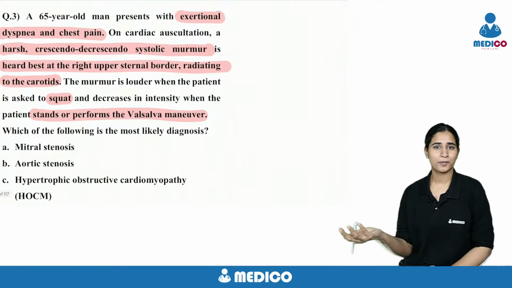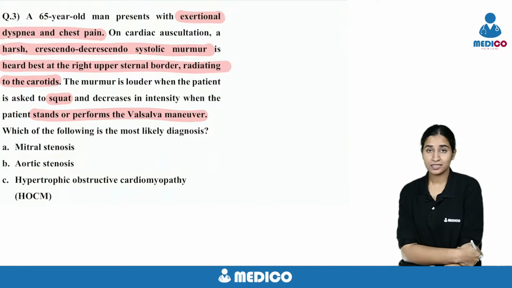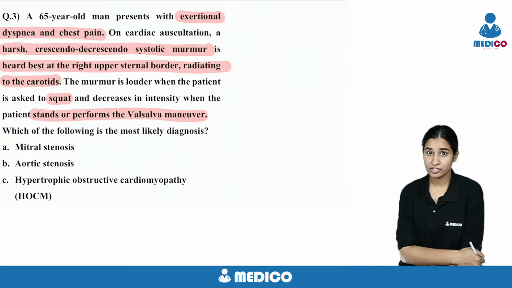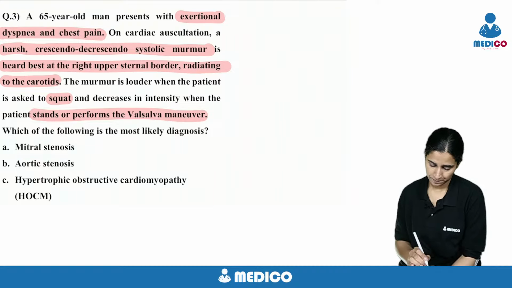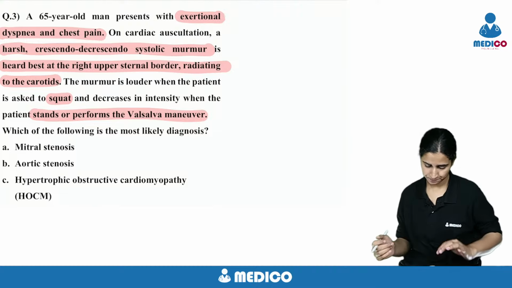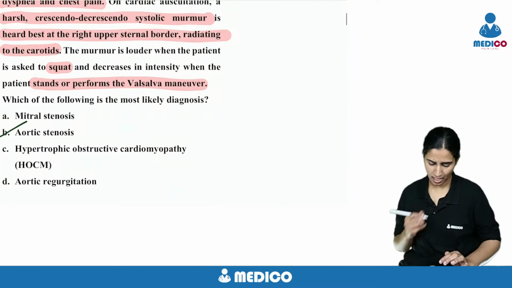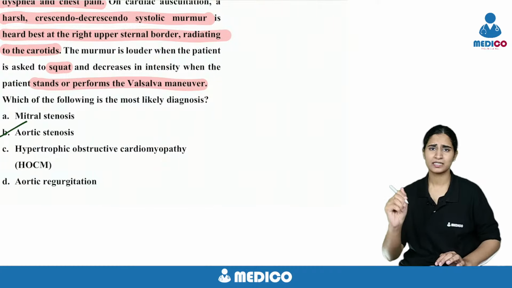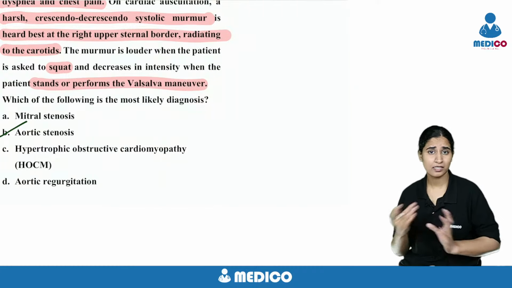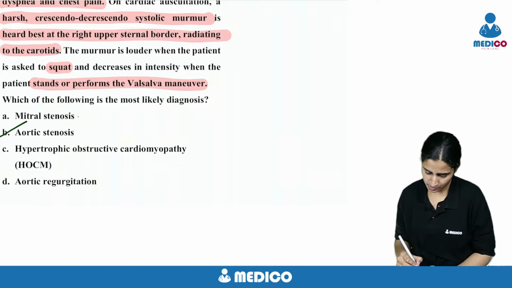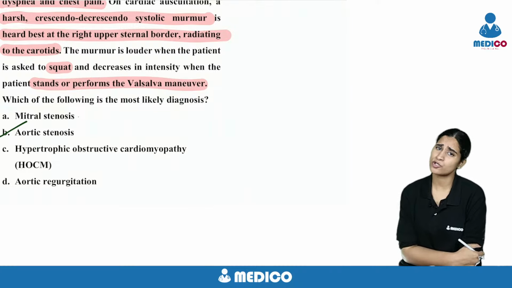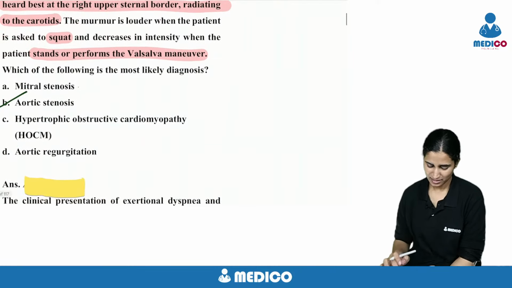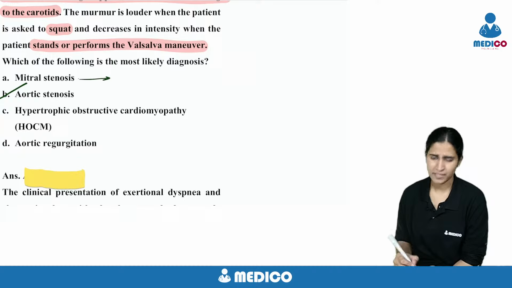Okay, we discussed that, but what is this? An elderly male with chest pain and a systolic murmur radiating to the carotids. What is this? It is simple aortic stenosis. Before saying it's aortic stenosis, let's see why not the other options. Why is it not mitral stenosis? The most common cause of mitral stenosis is rheumatic heart disease, most commonly seen in females. Here it's a male. Just based on that I cannot exclude it.